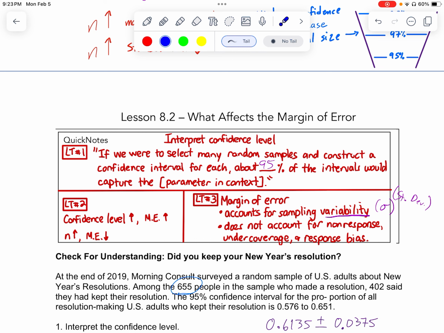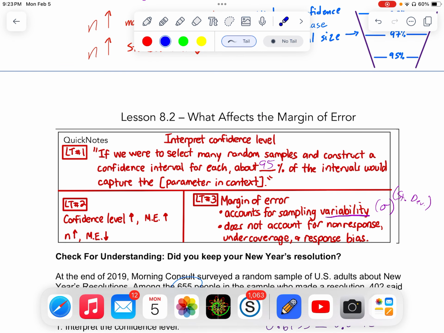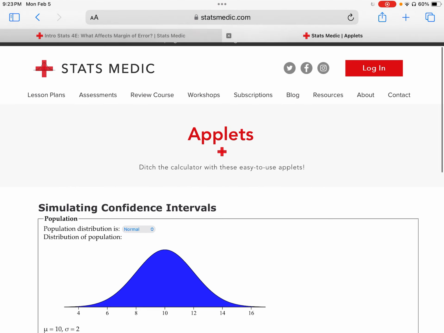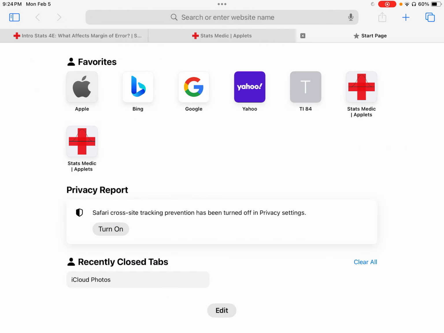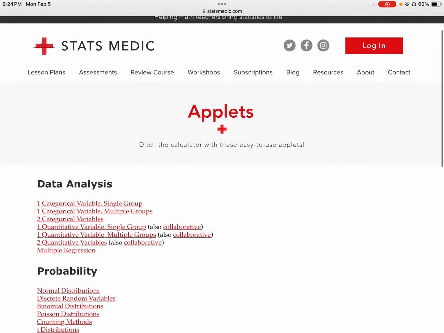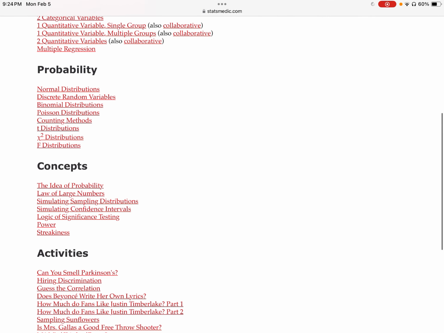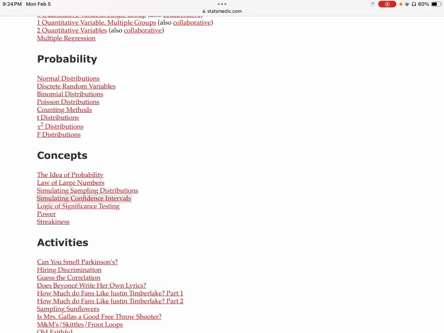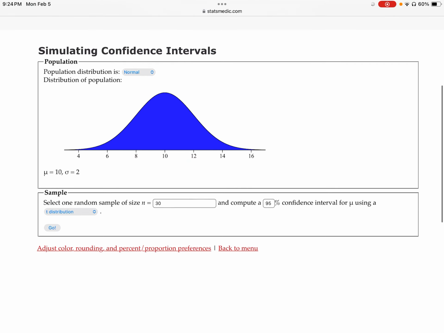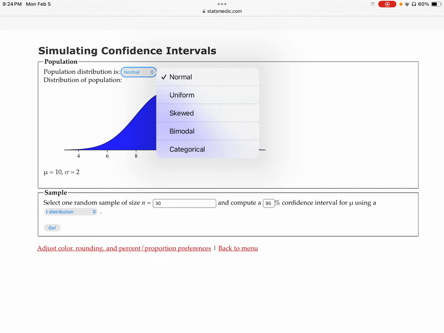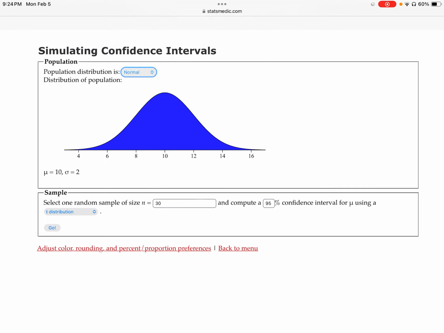All right, I want to show you one more thing that is kind of interesting. If you go to the stats applet, let me just do this one more time from scratch. There's also an interactive applet here in Concepts called Simulating Confidence Intervals. See it right there in Concepts. And if that first applet wasn't doing it for you, this might. You can make your population normal. You can actually do skewed, bimodal, and so on, but I'm going to just leave it at normal.